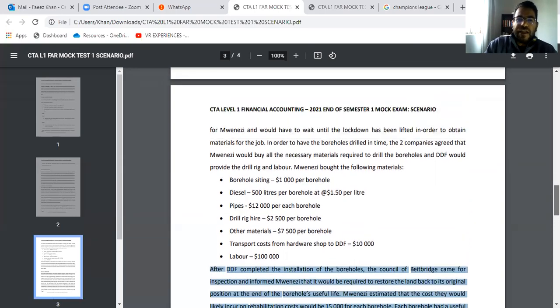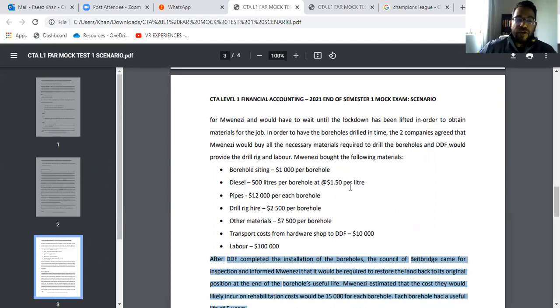The question over here is that they were going to get another company to do the entire job. But what happened was that most of the stuff was acquired by Wanezi. So let me put it this way before we go into that. The typical way would be Wanezi just contracts DDF to do the entire job and pay DDF one full price. But because of lockdown, that could not have happened. So what happened? Wanezi went to buy everything, and all they are doing is using DDF's labor and DDF's drill rig. So the question would now be, how do we treat this arrangement? Is it IFRS 16 leases? Is it what? Okay, so we'll have to have a look how to deal with that.